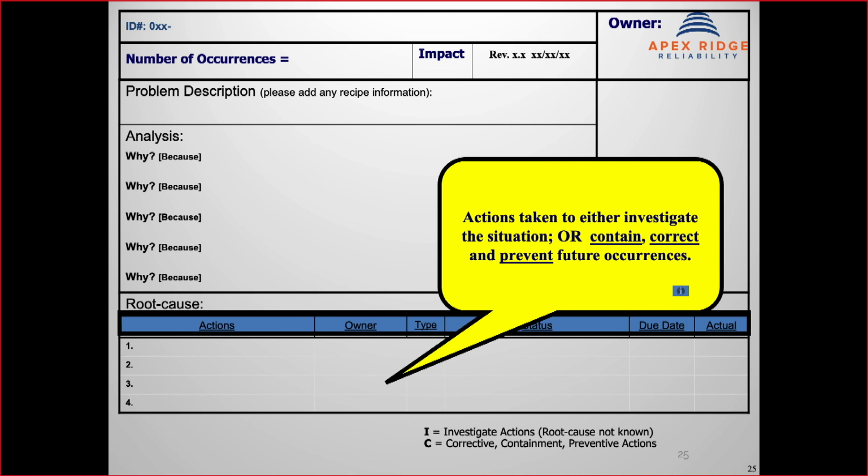We're also going to include the status, so that in the reliability growth meetings we can review where that action is at. We should have a due date set when the action is given, to help us understand how to manage the resource and reliability growth. And then, of course, we would want to document the actual date that the action was completed.